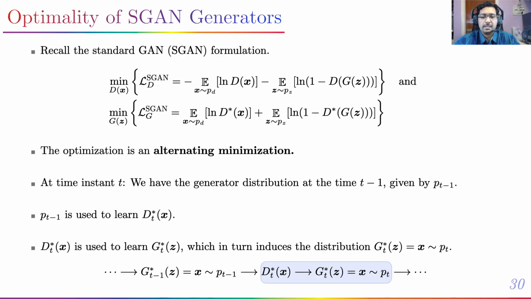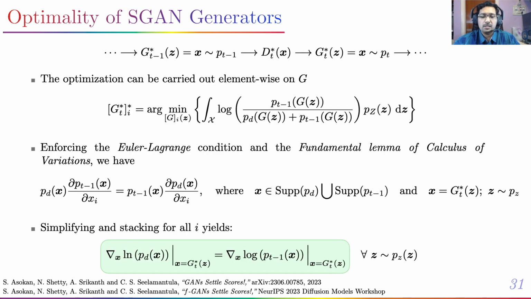With the standard GAN example yet again, we consider the alternating optimization of the generator and discriminator. First, at time t, given the generator at the previous iteration, we have the distribution p_{t-1} associated with its output. p_{t-1} is then used to derive the discriminator d_t star. Subsequently, d_t star is used to update the generator, thereby giving us g_t and its push-forward distribution p_t. Within this setting, we show that the optimal generator g_t is the one that achieves score matching between the score of the data, grad log p_D, and that of the generator's current push-forward distribution, grad log p_{t-1}. In fact, these results hold for all f-GAN variants.